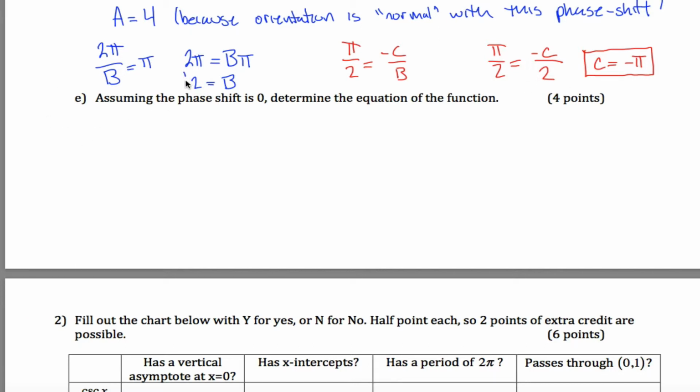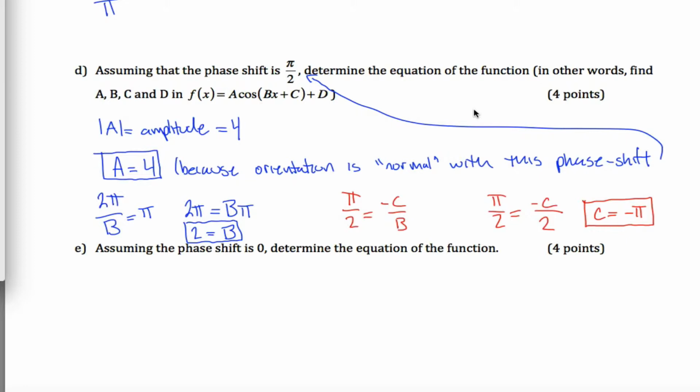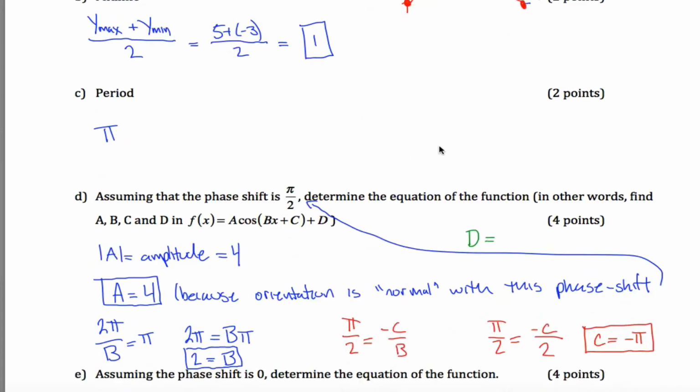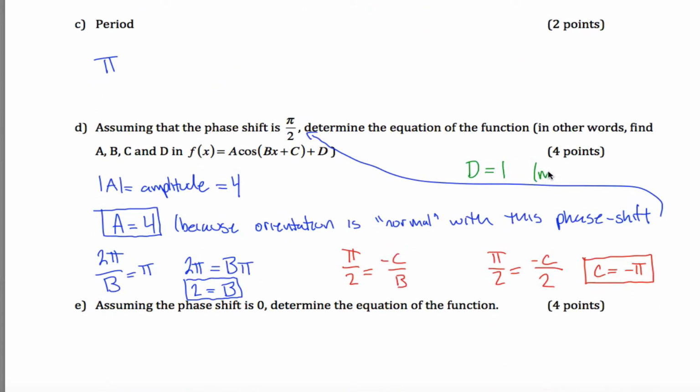I've already figured out that b is equal to 2 and that a is equal to 4. So all that remains is to figure out d, and d is kind of an easy one. D is just the midline. So d equals the midline, which I figured out above is 1. So there's A, B, C, and D.